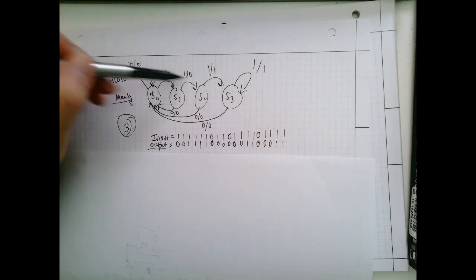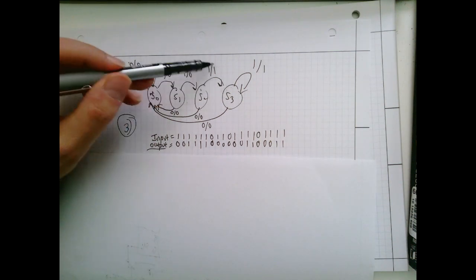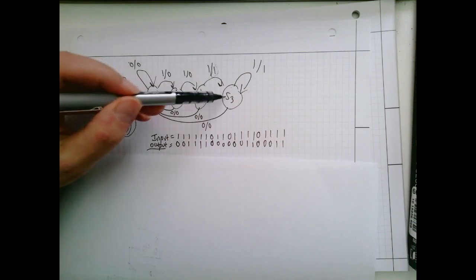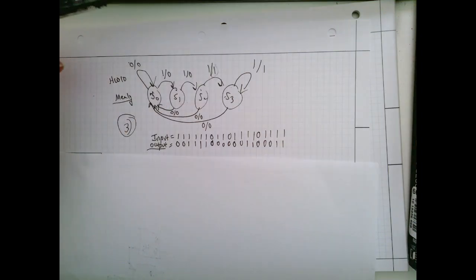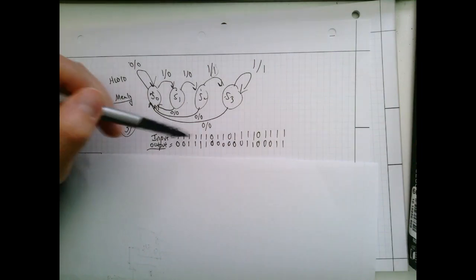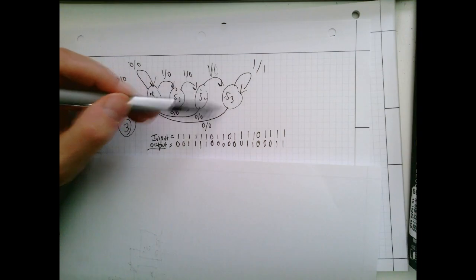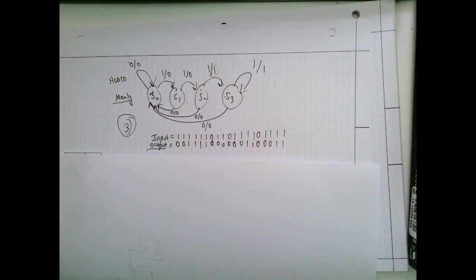But if you get 3 1s in a row, 1, 1, then on the third one, you'll output a 1, and you'll end up in state 3, which means you got 3 1s in a row. You're going to continue to output a 1 as long as you get 3 or more 1s in a row, as long as you keep getting a 1. And then if you get a 0, you reset to state 0. And that's it.